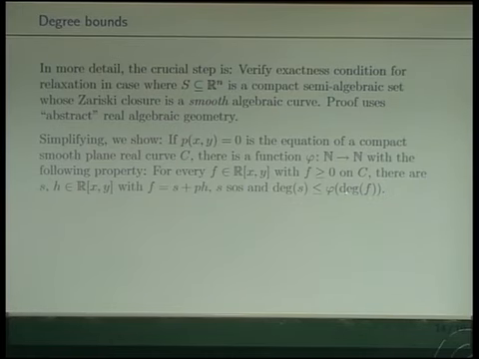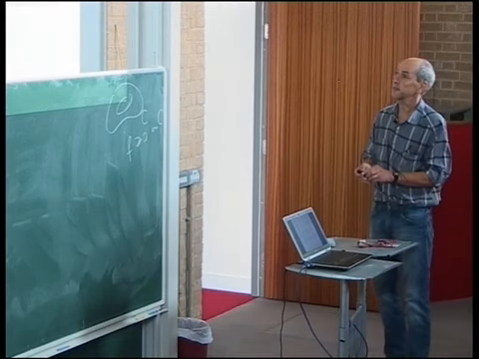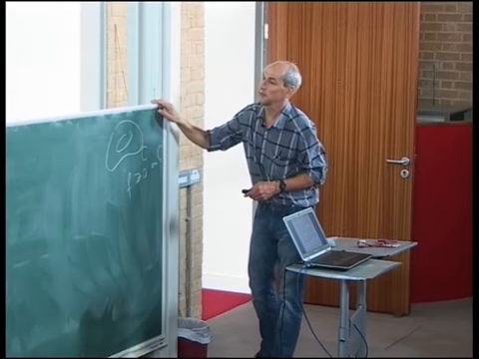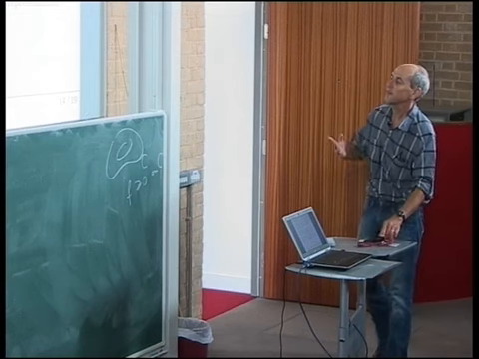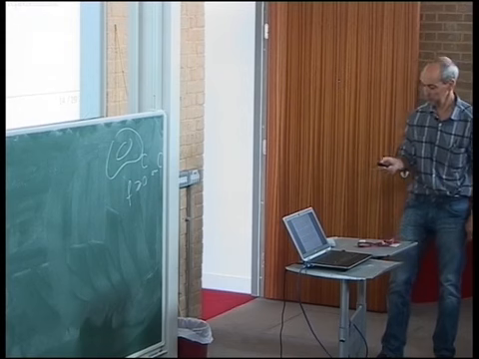Uniform in the sense that the degrees are bounded by some function only depending on the degree of f. So this needs to be established. And why is this a crucial step for the results discussed before?